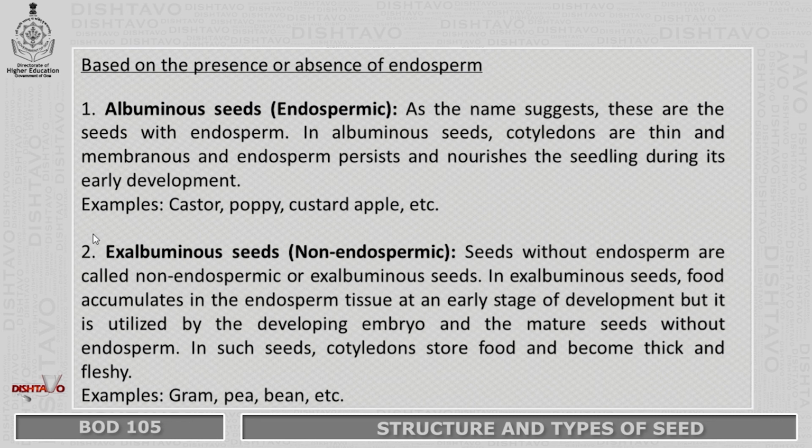The next group is the exalbuminous seeds, which are referred to as non-endospermic. Here the seeds lack endosperm and are called non-endospermic or exalbuminous seeds. In exalbuminous seeds, food accumulates in the endosperm tissue at an early stage of development, but it is utilized by the developing embryo, and the mature seeds are without endosperm. In such seeds, the cotyledons store food and become thick and fleshy. Example, gram, pea, bean, etc.